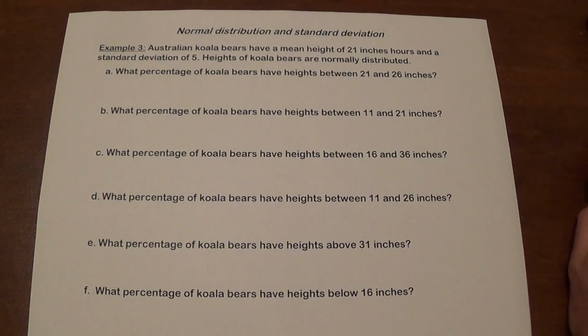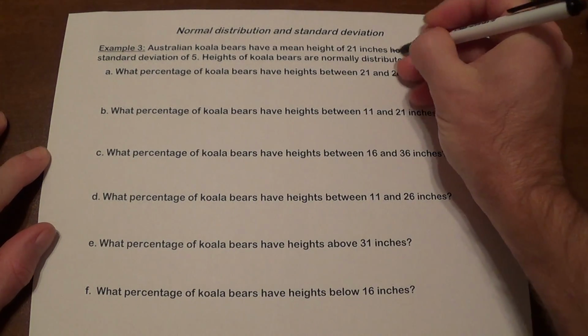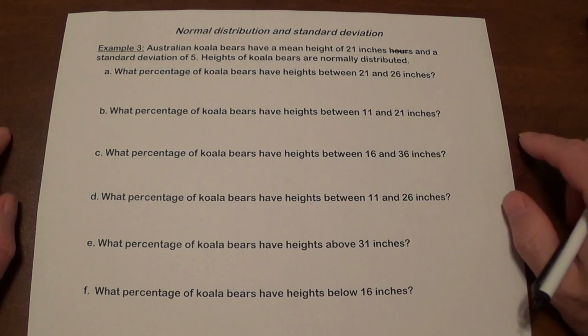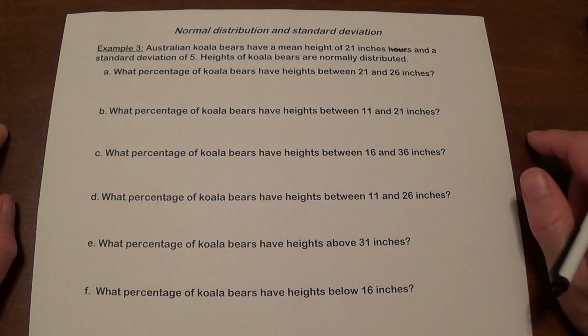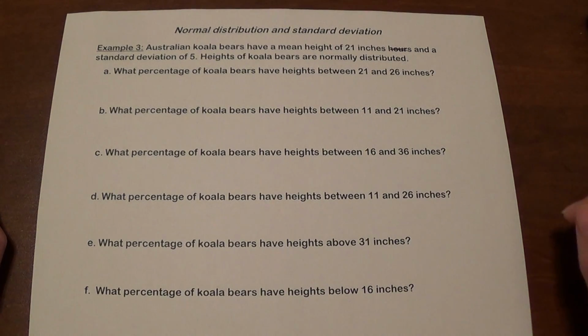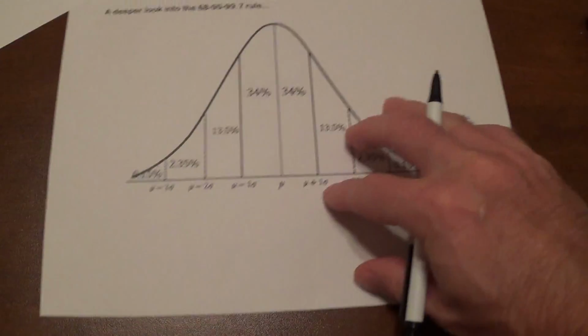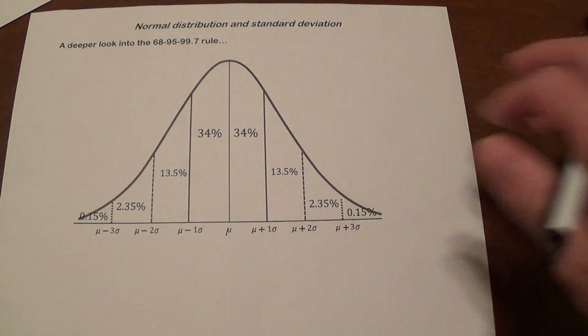Australian koala bears have a mean height of 21 inches and a standard deviation of 5. Heights of koala bears are normally distributed. So what percentage of koala bears have heights between 21 and 26 inches? Here's what I'm going to do for this problem, just to make it easy, because we have quite a few questions here. I'm going to go to the previous graph and put all the numbers there.